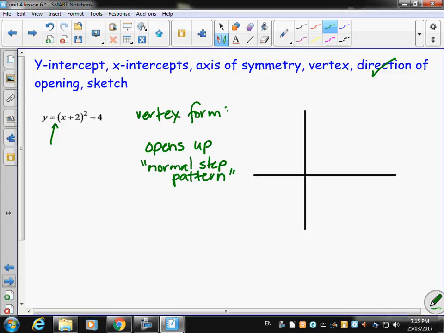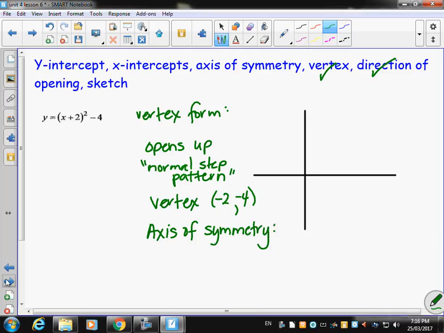For vertex form, I know the vertex. The h and k values hiding there, so I know that I have 2 to the left, down 4, careful. Anything in brackets is backwards to what you might think. That also tells me the axis of symmetry. The axis of symmetry is that middle, like a line really, that runs down the middle of the parabola right through the vertex. And we could write it as an equation as x equals negative 2.